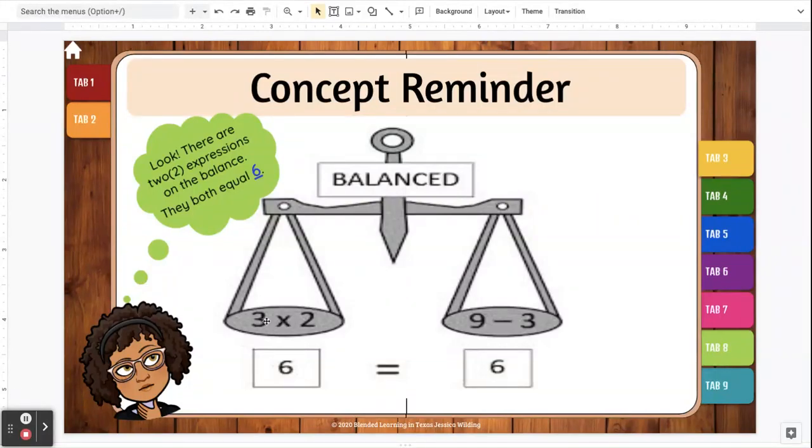We have one expression that's 3 times 2 and another expression that's 9 minus 3. Both of their values are 6 and they are separated by an equal sign. Now the numbers are different and the operations are different, but the values are the same. That's really important. All right, let's keep going.